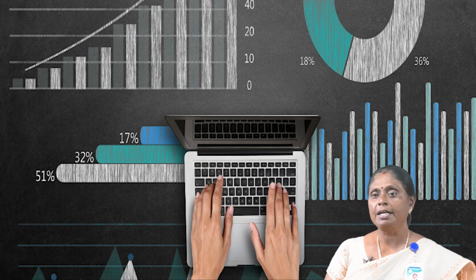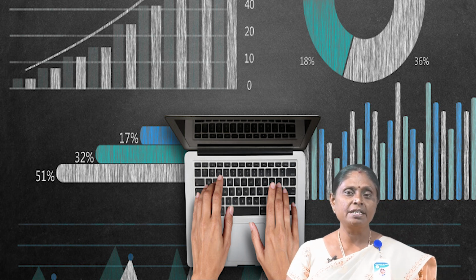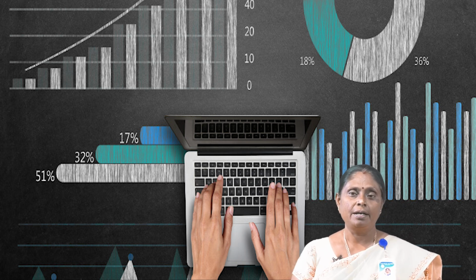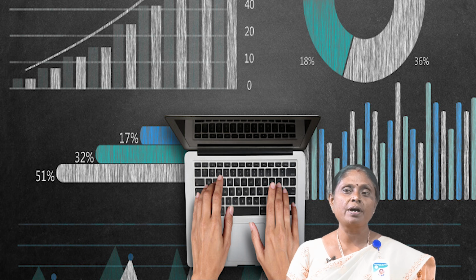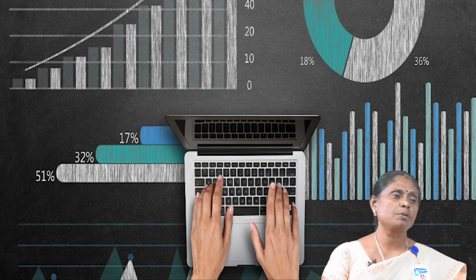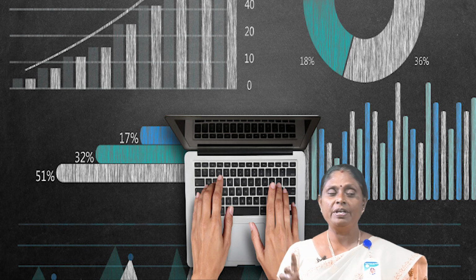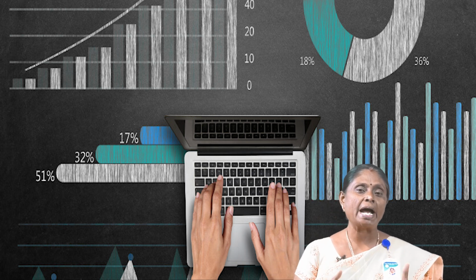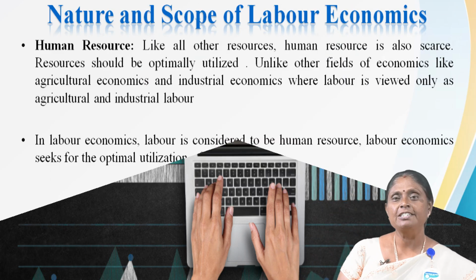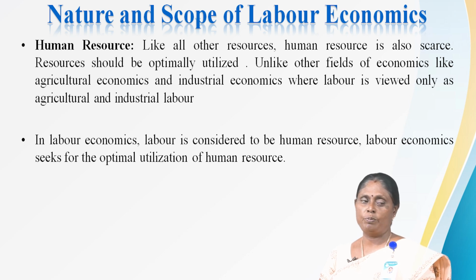So the agriculture sector is one of the major employment providers, which employs more than 40% of the labor force and contributes 17 to 18% of GVA, that is gross value added, of the economy. Nature and scope of labor economics.